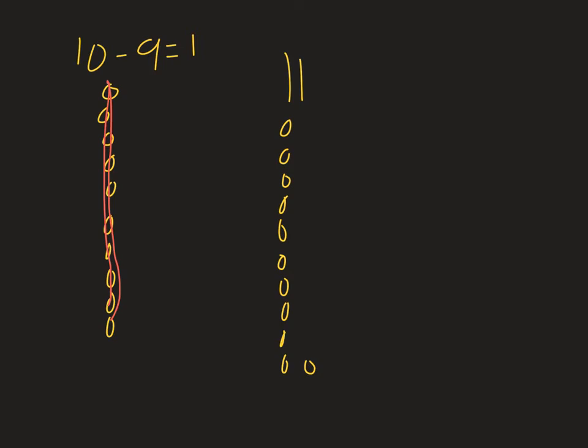Okay, let's do 11 minus 9. Let's give ourselves a little extra space. And we're going to cross out 9. What do we have left? 1, 2. 11 minus 9 is 2.